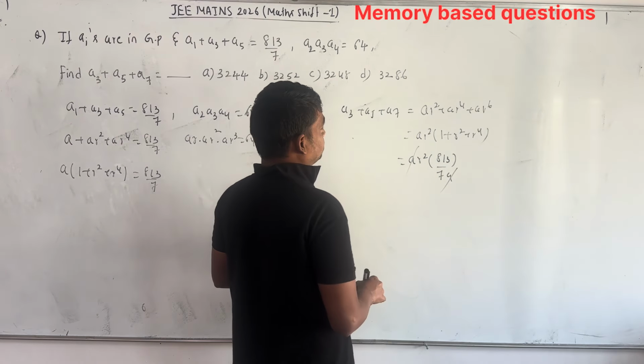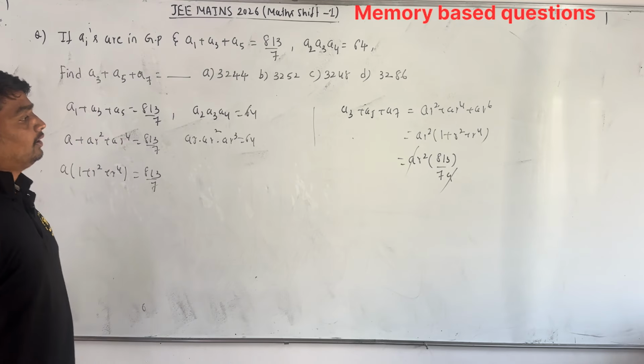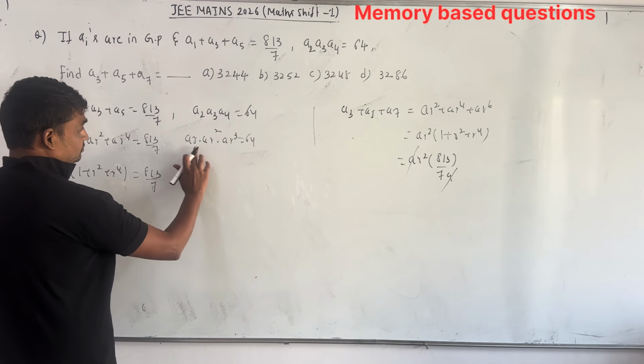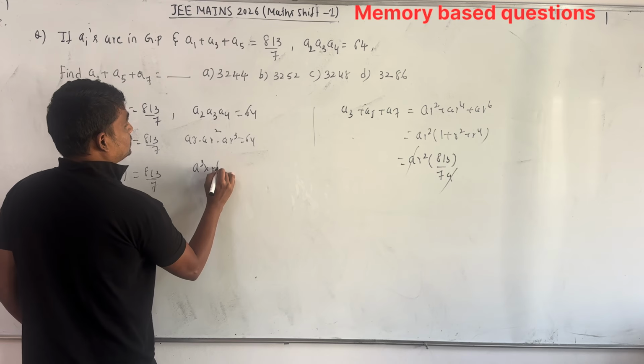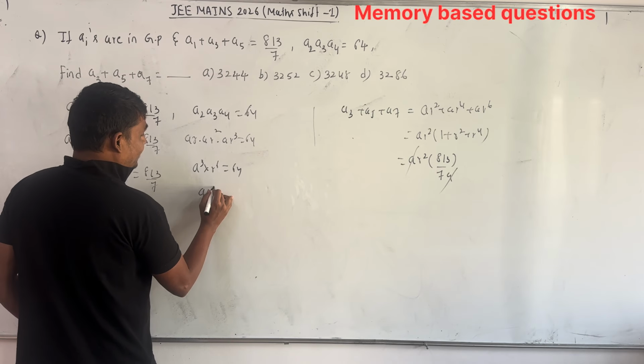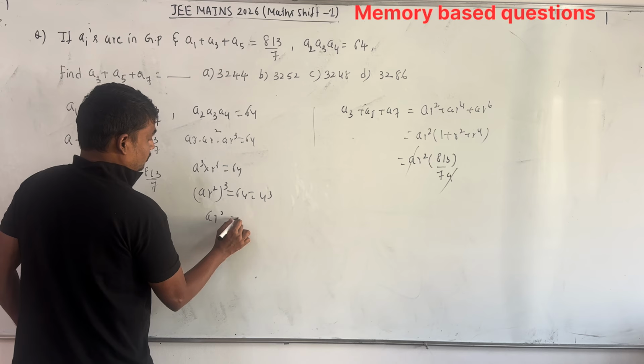So A cancels. So we need to get the value of R square into 813 by 7. How can we get the R square value? We can see here, if you substitute here, A into A cube R power 1, 2, 3, R power 6 equal to 64. This thing I can write as AR square whole cube equal to 64. That is 4 cube. From here, AR square equals 4 we got.